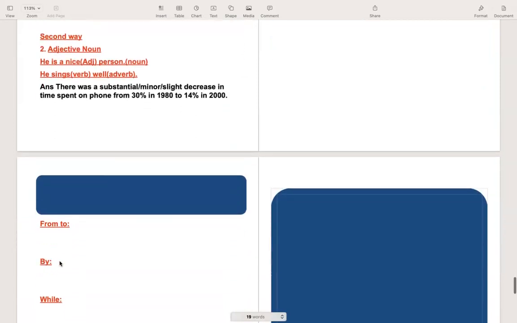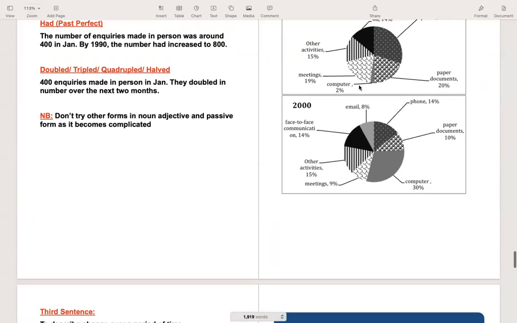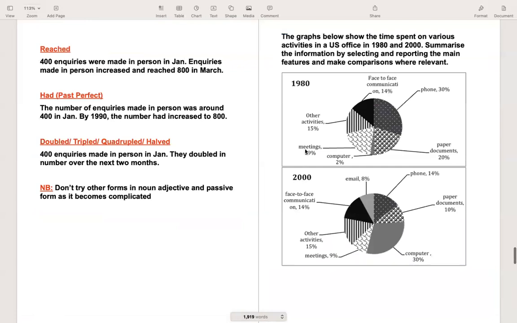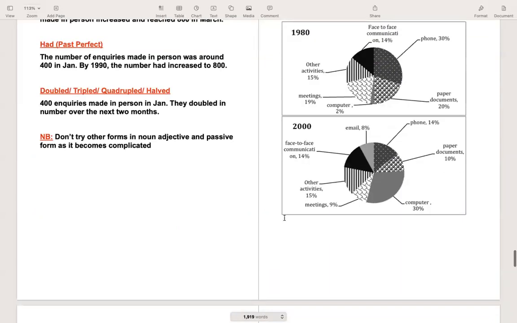Tell me the sentence with "by". So "by", how would you use it? First you'll give the data. In the first year, the time spent on phone was 30%, and it decreased by 16%. Okay. When did that decrease happen? Over the next 20 years. Okay. So the first year is 1980. The second year is 2000. So the change happened over the next 20 years. So you have to calculate the difference like that.